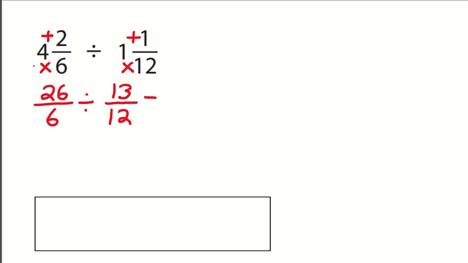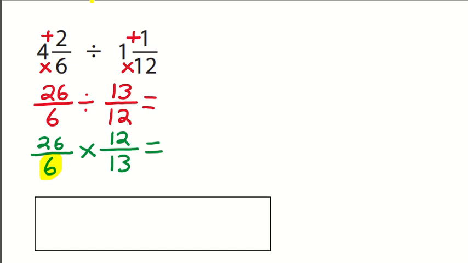Now, we can do our algorithm now, so let's go ahead and do it. We're going to do our keep, change, flip, so we'll keep the fraction on the left side the same. We're going to change the sign to multiplication, and we're going to flip. We'll put our 12 up top, and we'll put our 13 on the bottom. Now, let's go ahead and take a look at our diagonals.